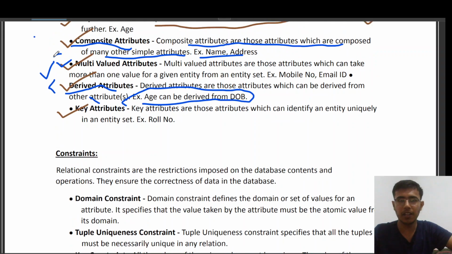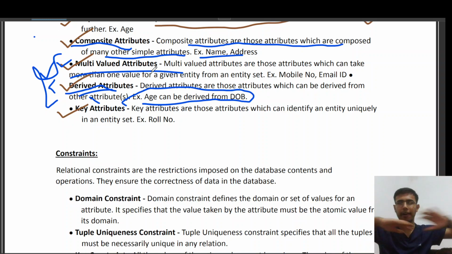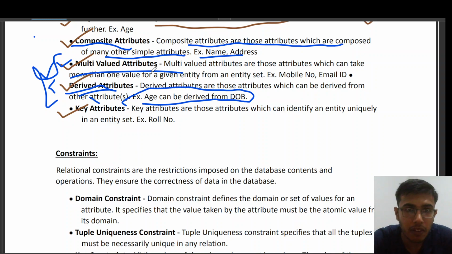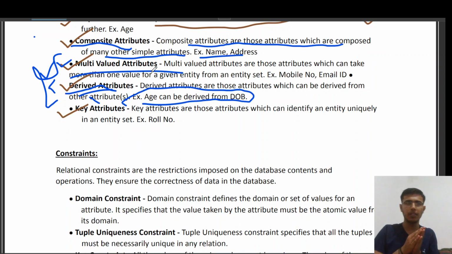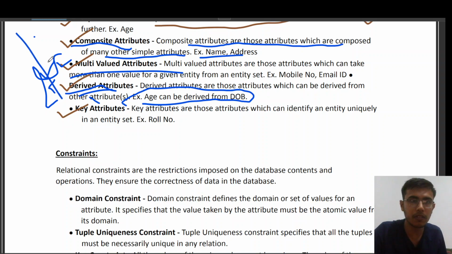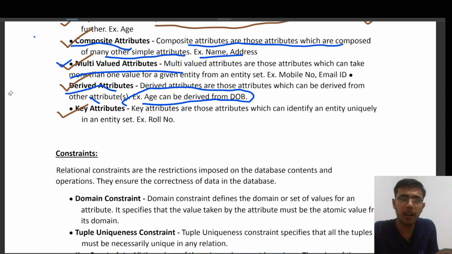There is quite a confusion between multi-valued attributes and derived attributes, right? Multi-valued attributes can take more than one value. Sorry, derived attributes are those that can be derived. Like from date of birth you can derive age. Whatever you can derive, we call derived attributes, right?